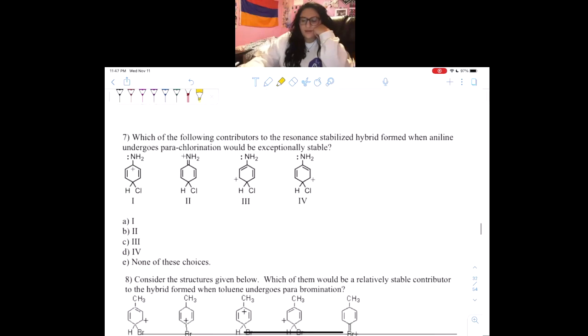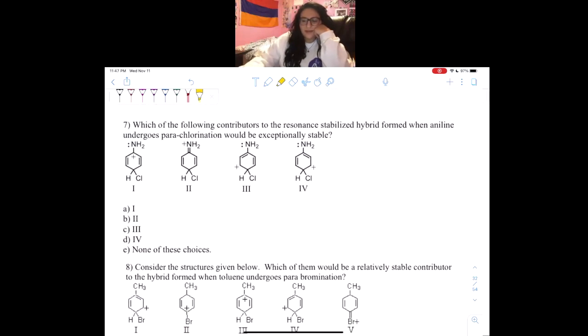Moving on to number 7. Number 7's slightly spicy because now we have an NH2 instead of a bromine or a chlorine. Again, this is asking for all of the following contributors. And I will just highlight parachlorination. But now it's saying exceptionally stable. So it's not just saying which one is possible, it's saying which of the following is the most stable.